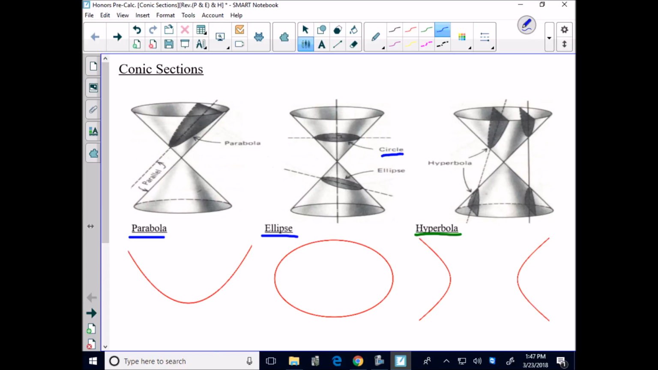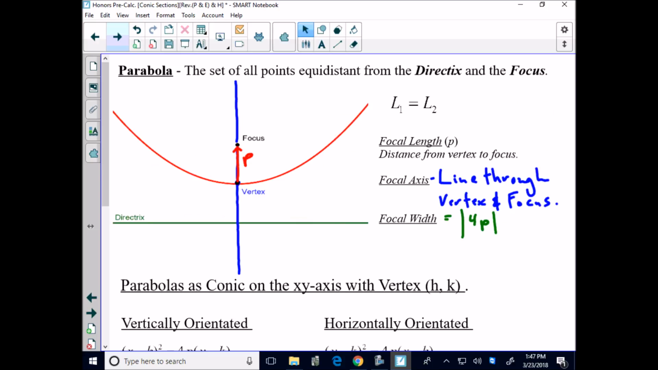If our plane cuts through the top cone and the bottom cone, we get what we call the hyperbola shape here. So right here, we're just going to go through and remind ourselves about the equations that define these conic sections on the xy axis. We need a little bit of vocabulary first.